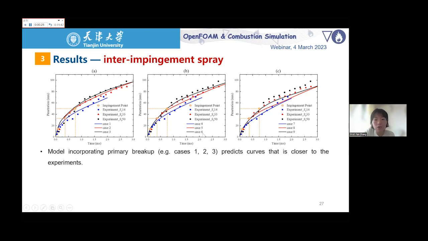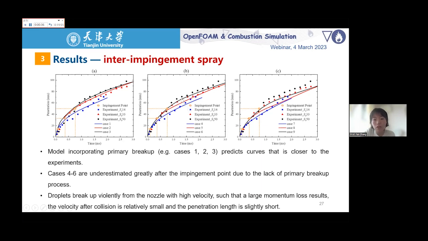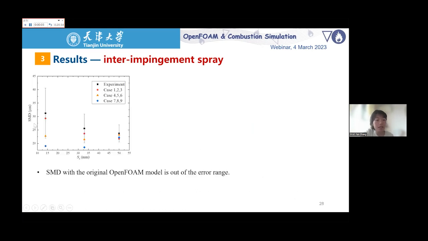Well, if you look at cases four to six, they are neglecting the primary breakup, which means the momentum loss will be larger. Therefore, the penetration length is under predicted, like these lines. And if you look at the OpenFOAM case, because of the lack of primary breakup and also the weak collision models, the penetration length is even worse under predicted compared with the experiments. If you look at the SMD, we can see the SMD with the original OpenFOAM model, these blue symbols, are out of error range.